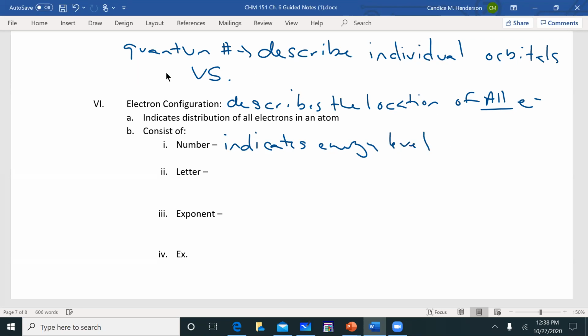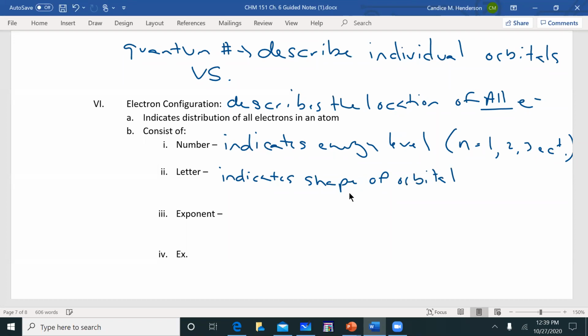And it corresponds to that first quantum number that we had looked at. So we've got n can equal 1, 2, 3, etc. We've also got a letter. This indicates the shape of the orbital.